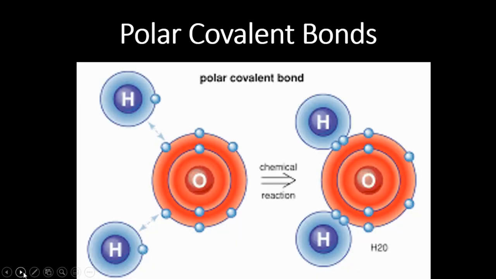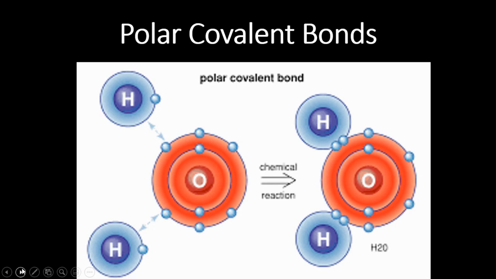Now let's talk about the polar covalent bonds. So polar means region, right? In a polar covalent bond, the electrons are being shared, but they're not being shared equally. So there's an atom that attracts the electrons more than the other atom. And that's because it has a higher electronegativity value, which in a second we're going to talk about.